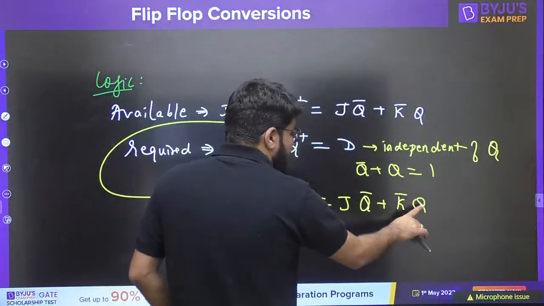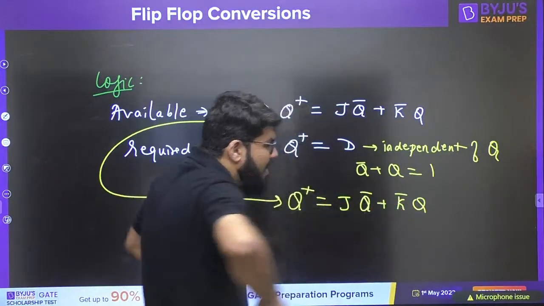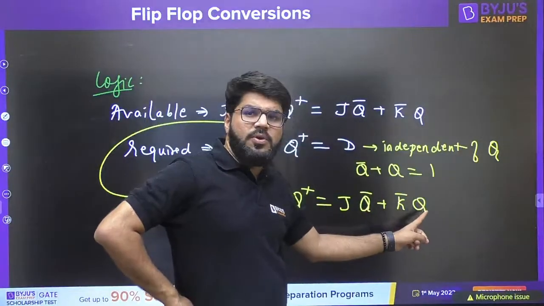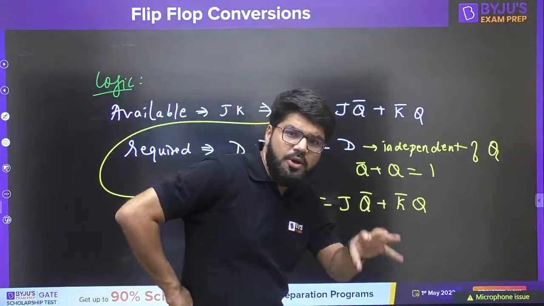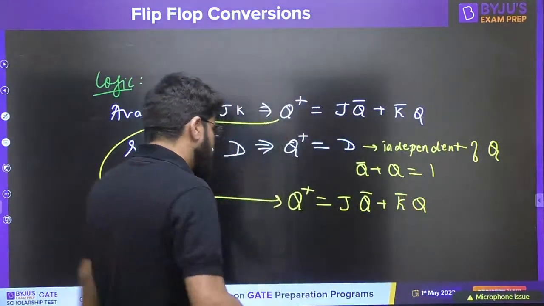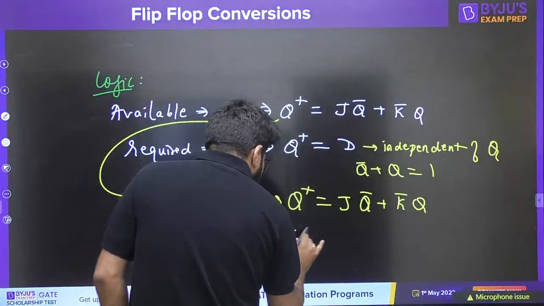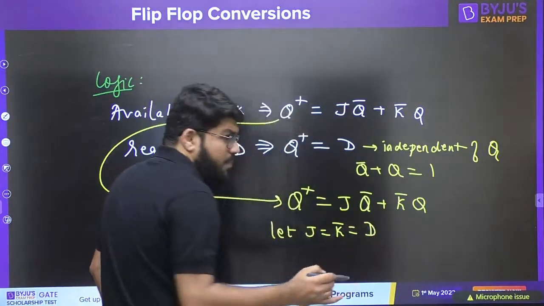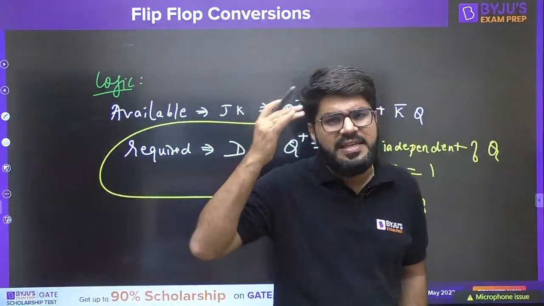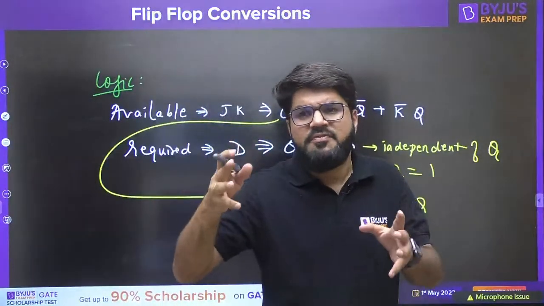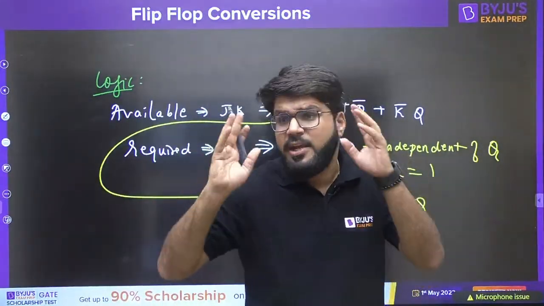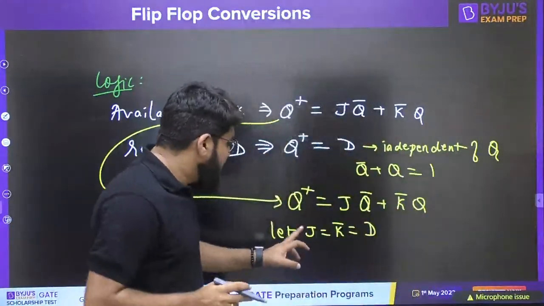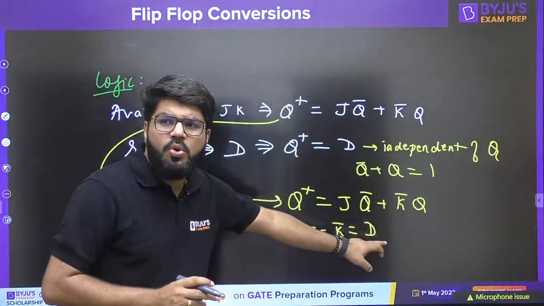So Q plus Q bar can only be formed if J and K bar are common, so that you can take it common. So let J equal to K bar equal to some name D. I keep on telling you from the first class, the name can be anything. We have set specific names like D, SR, JK due to some understanding of the circuit that I have explained earlier. Let J equal to K bar equal to D.